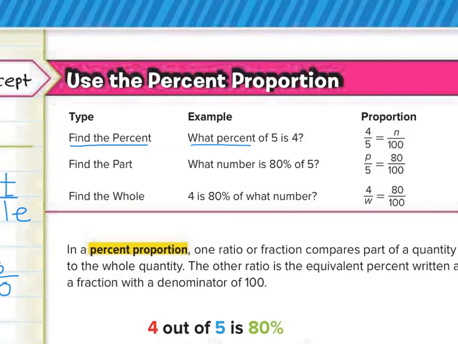That would be the same thing that this question is asking. What percent would it be if I got 4 out of 5? Second type of question is if you're asked to find the part.